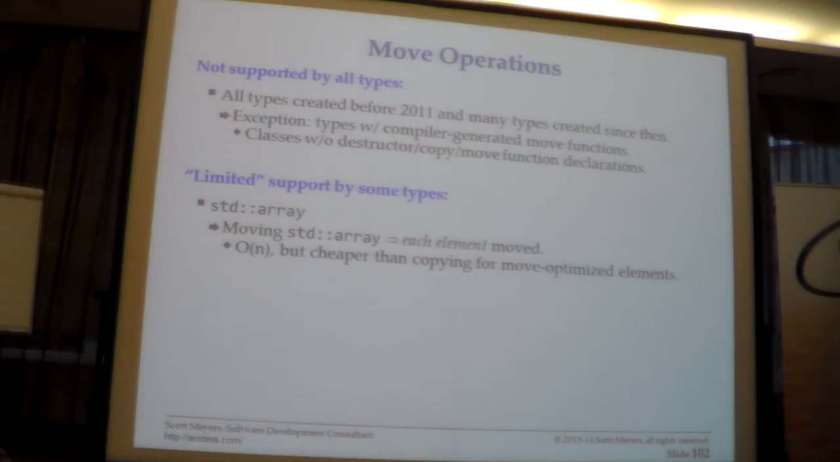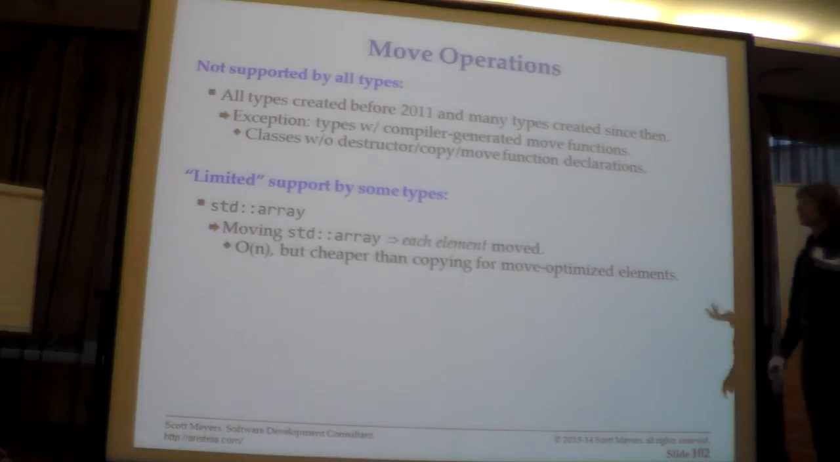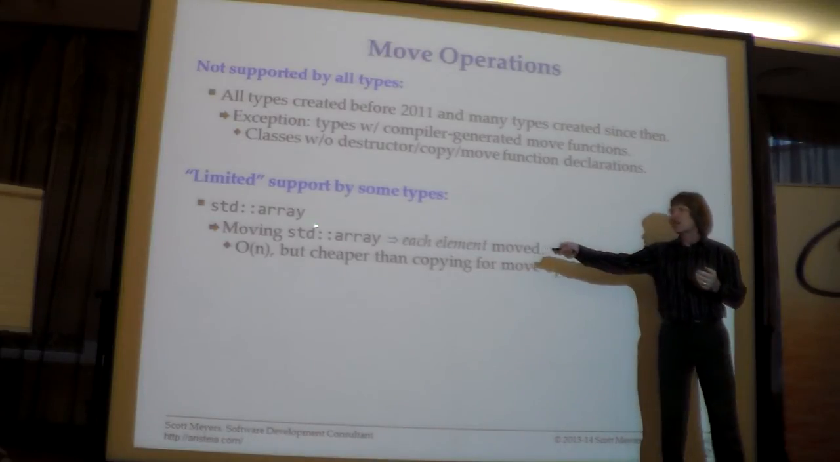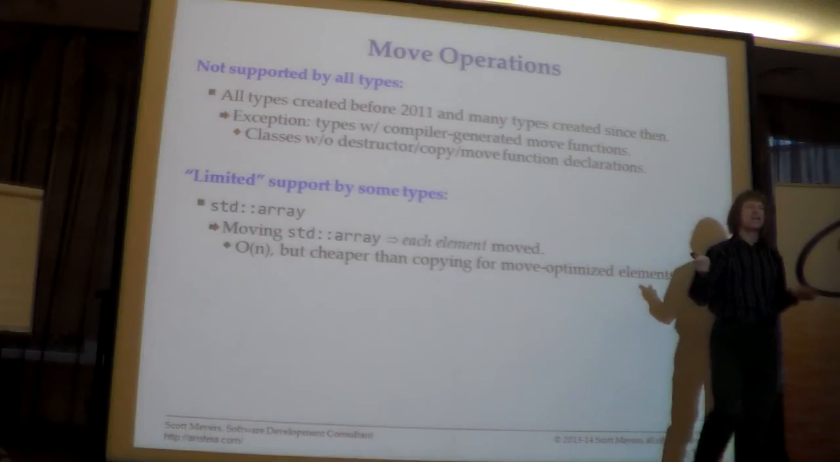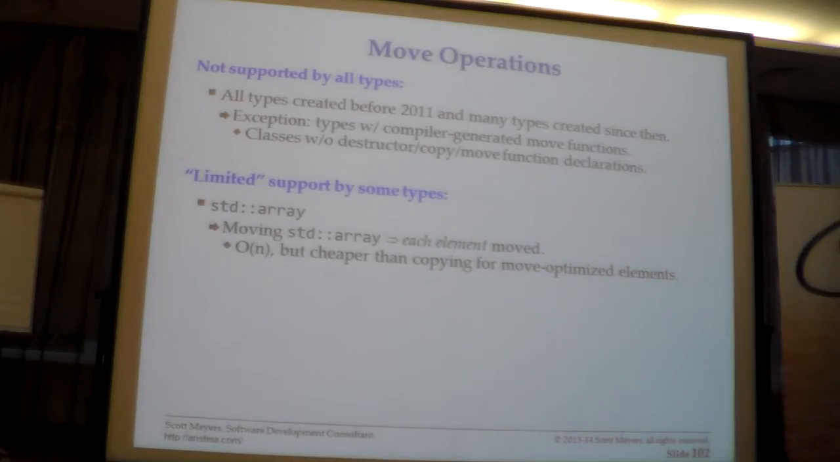The second thing to know about move operations is that they get limited support by some types. If you move a vector, it's very, very fast. If you move a list, it's very, very fast. If you move almost any container, it's very, very fast. One of the containers in C++11 is std::array. std::array doesn't use heap memory. It's actually a regular global or stack-based array that has an STL interface on top of it. It can't be moved quickly.